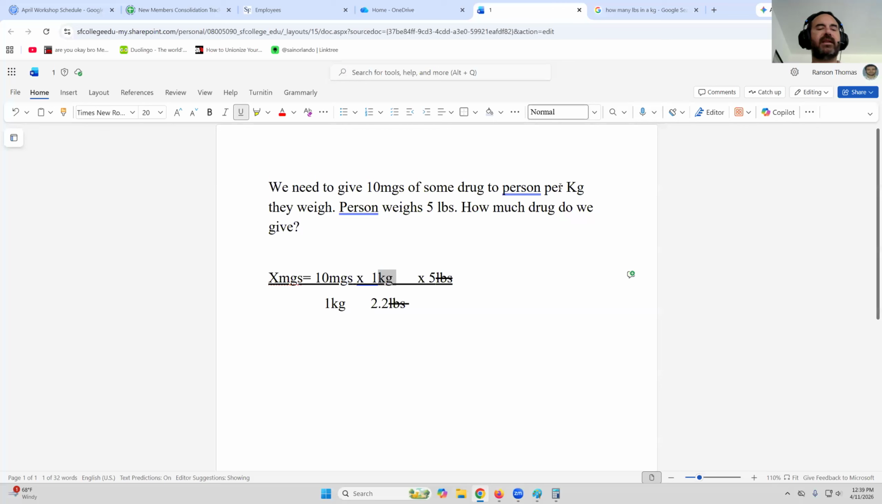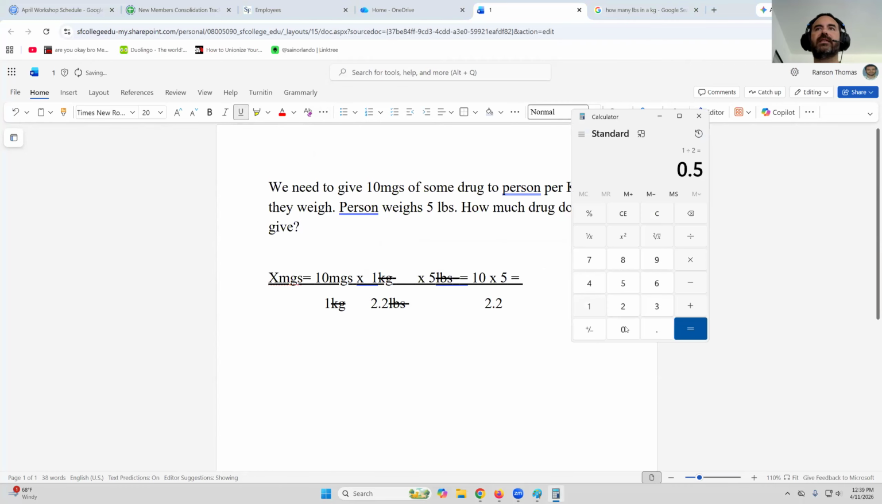So those 2 pounds cancel out, right? And these 2 kilos cancel out because they're on the numerator and the denominator. So now this is the equation really, right? So to make it a little bit simpler, I don't know if it's actually simpler, but the way to think about this is 10 times 5, right? Divided by 2.2. And that's going to give us our answer, right? So we'd say 10 times 5 divided by 2.2.